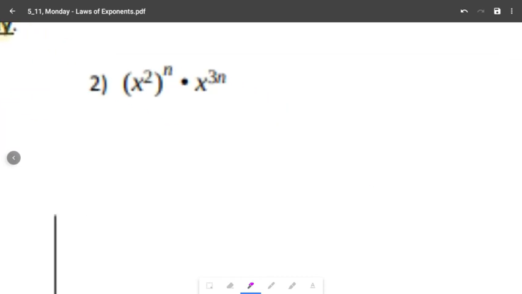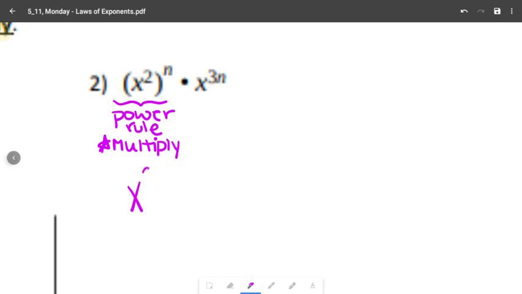Number 2, I said parentheses should go first. So right here, we have our power rule. 1 base x, 2 different exponents, 2 and n. So power to a power, we multiply. So that gives me x to the 2n power. And then times x to the 3n. I'm going to bring that x to the 3n down.